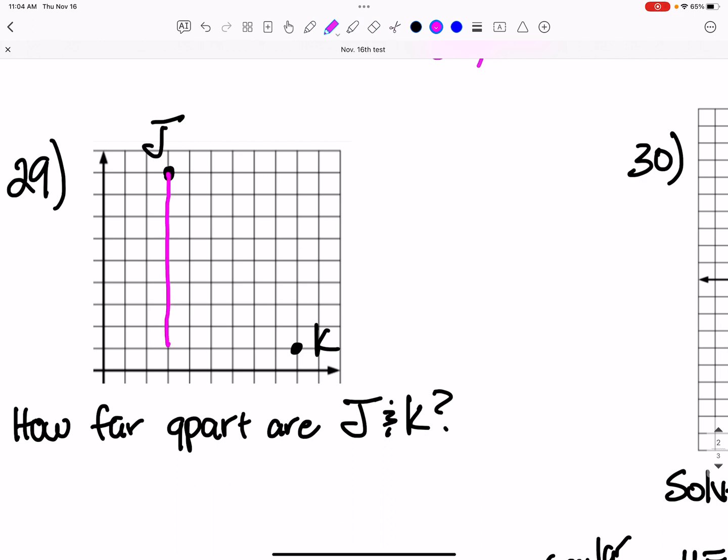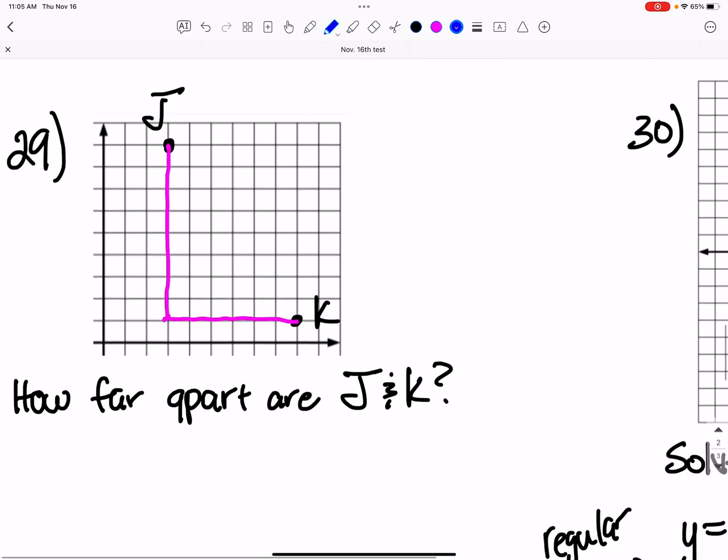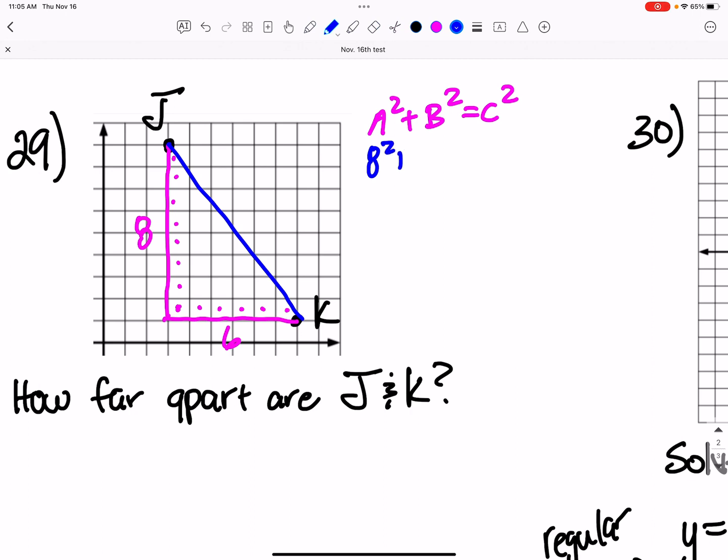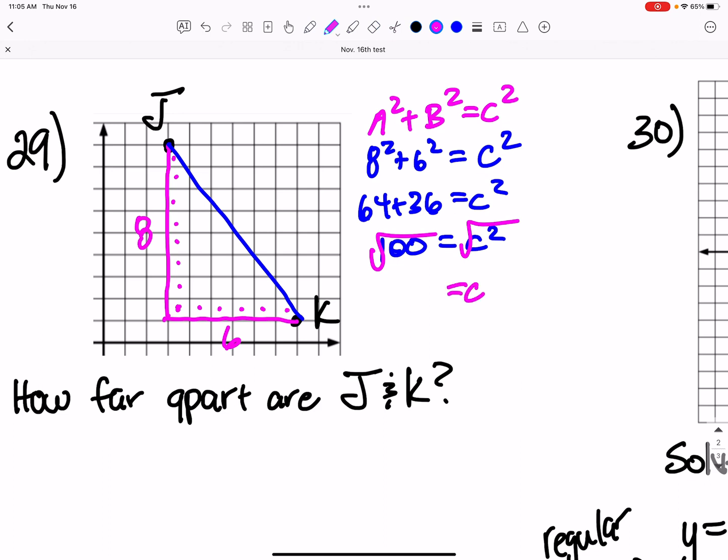All right, how far are these apart? We make a right triangle to make our legs so we can find out how far this is. Okay, let's see. Counting the boxes, this is 1, 2, 3, 4, 5, 6, 7, 8. This is 1, 2, 3, 4, 5, 6. Using my a squared plus b squared equals c squared, I've got 8 squared plus 6 squared is I don't know squared. 64 plus 36 is I don't know squared. 100 is I don't know squared. I take the square root. C is 10.